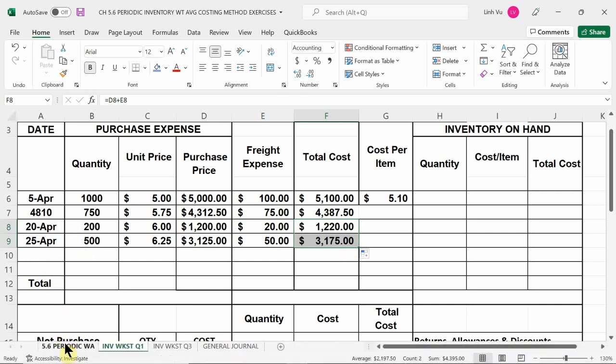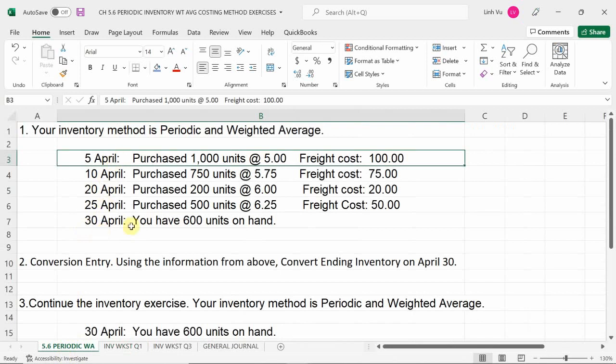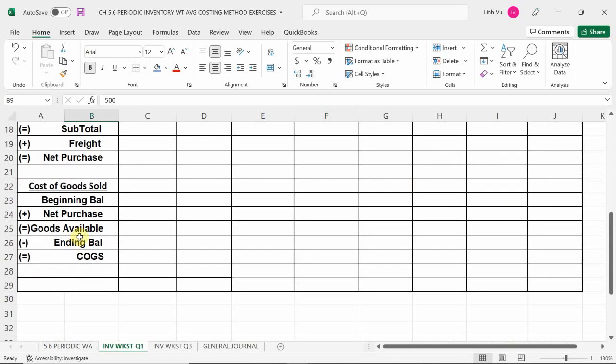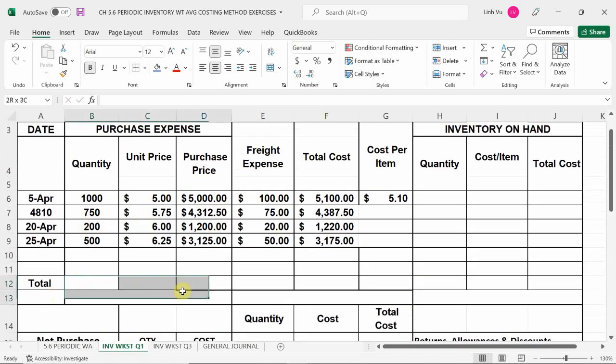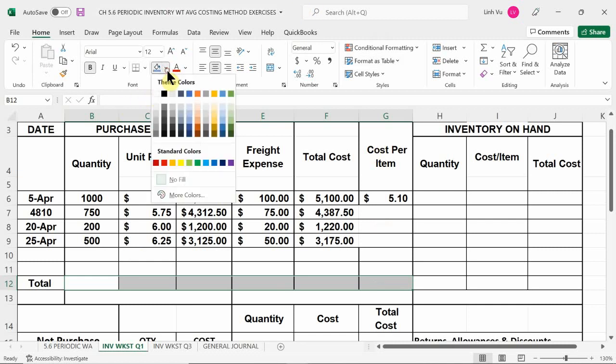All right, so now the last piece of information we have here is that on April 30th, we end up having a total of 600 units on hand, okay? So that means that we reach the end of the accounting period on April 30th. I know for a fact that I have 600 in my ending balance. So now let's figure out what my totals are so I can plug my numbers into the bottom half of the inventory worksheet.